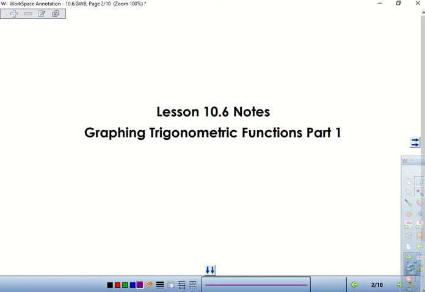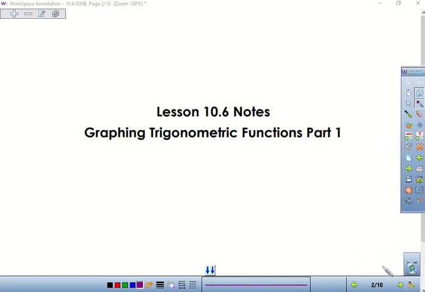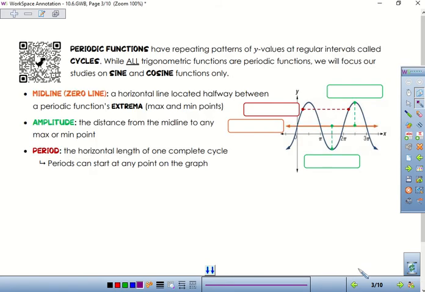So today we're going to be doing 10.6, which is going to be graphing trigonometric functions part 1. So this is going to be a two-parter because it requires a lot of different things that we're going to be talking about. So it takes 2 lessons for this. So let's just go through some of the vocabulary.